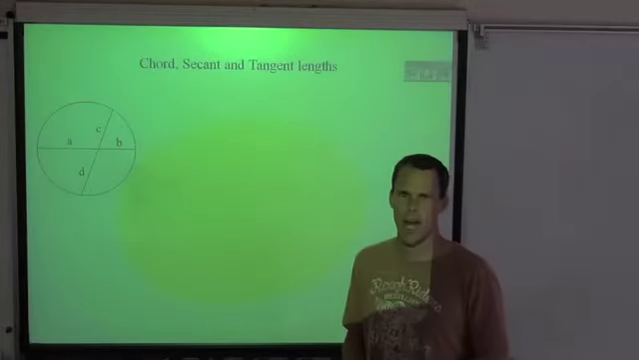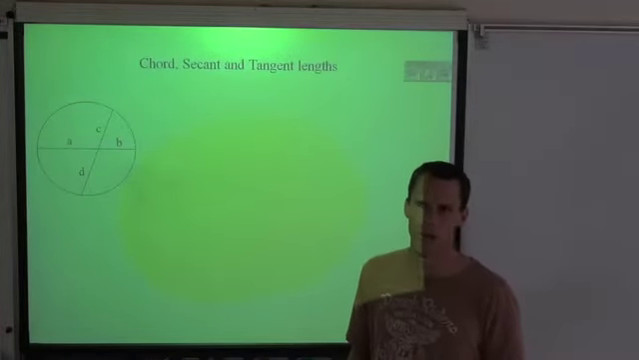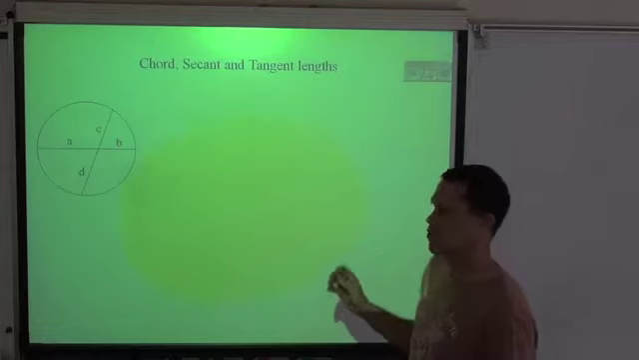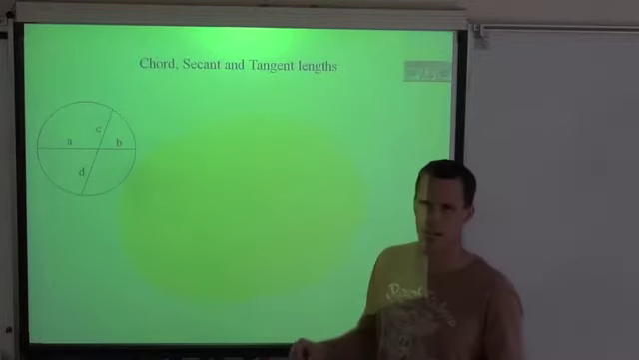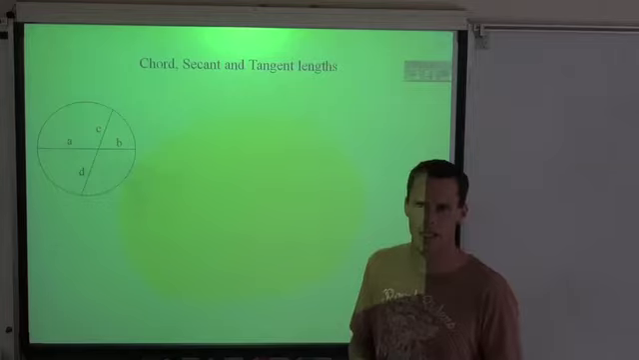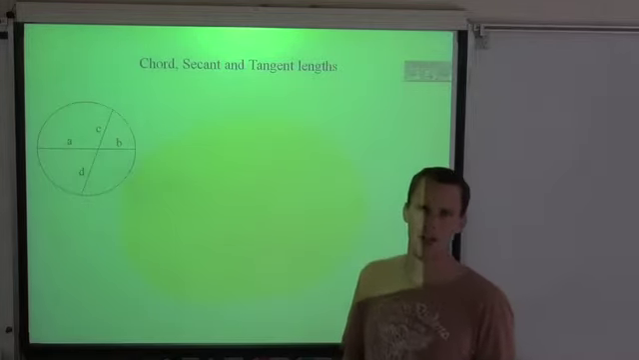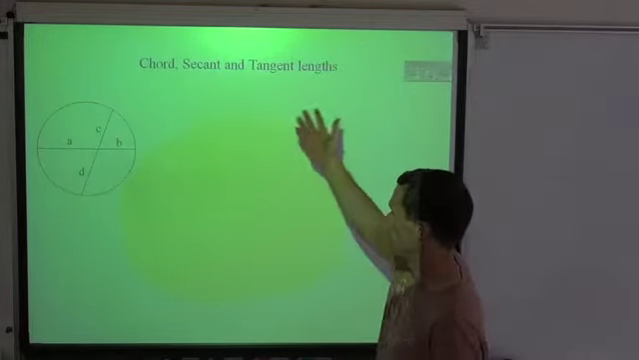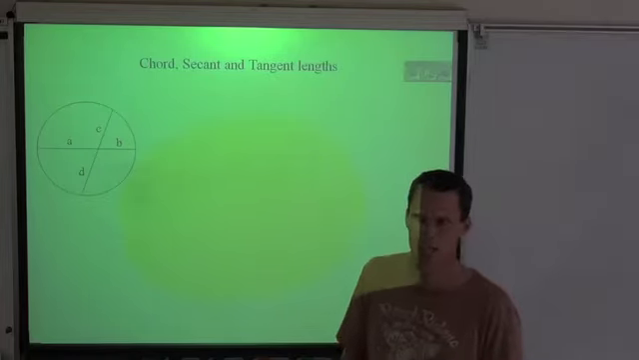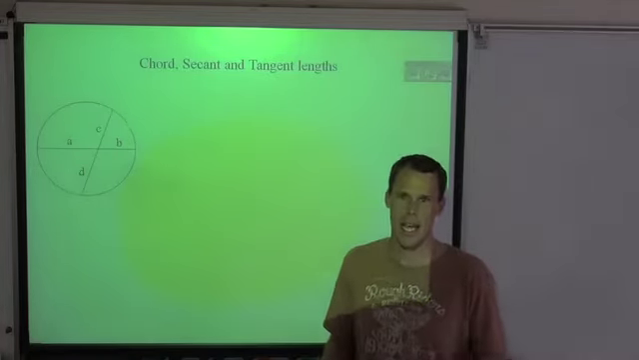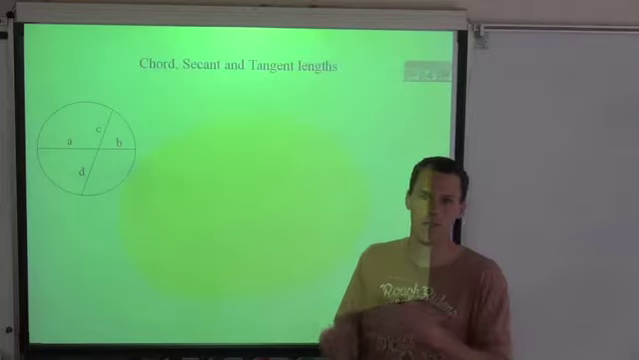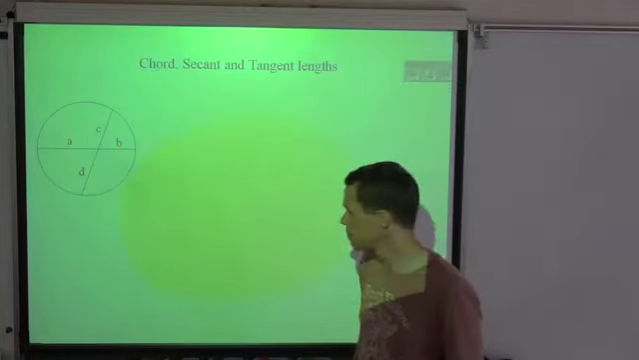This video is for Chapter 12, Section 4, Part 2. Chapter 12, Section 4 talks about chords, secants, and tangents and what happens when they interact. In Part 1, we looked at the measure of the angles formed by these things interacting with each other. This time we're going to look at the segment lengths that are formed and how these divide each other proportionally.